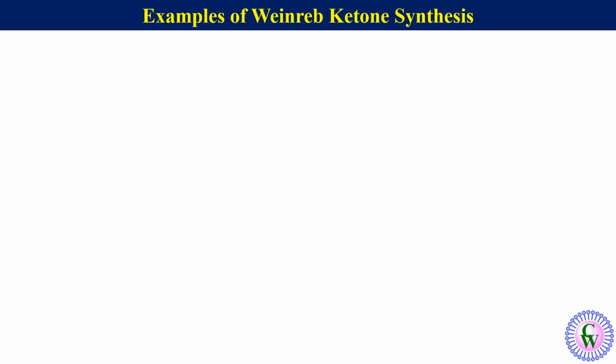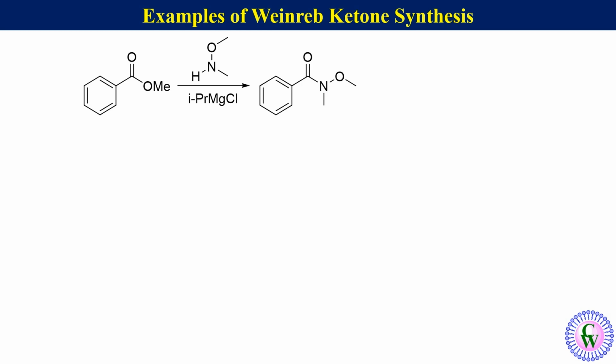Examples of Weinreb ketone synthesis. Methyl benzoate, when allowed to react with methoxymethylamine in the presence of isopropyl magnesium chloride, produces Weinreb amide, which then reacts with methyl magnesium bromide to produce acetophenone.